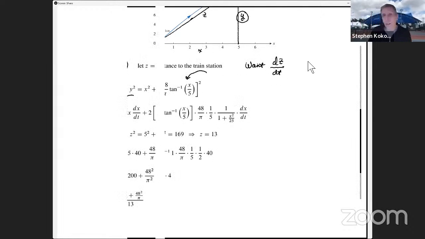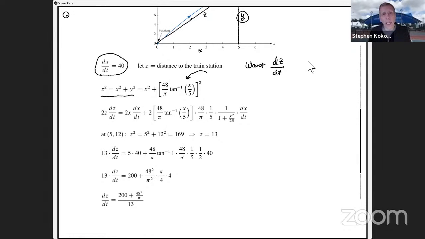So now what I'm going to do is take the derivative of both sides of this equation, thinking of all of my variables here as functions of time. On the left-hand side, use the chain rule: 2z to the first power times the derivative of the inner function with respect to t. So that's dz/dt. On the right-hand side, 2x times the derivative of x with respect to t, dx/dt.